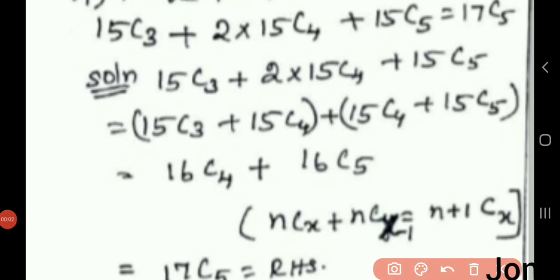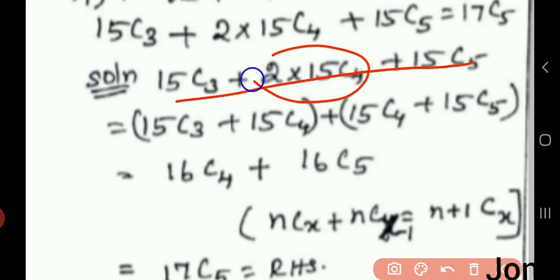Fourth sum. Prove that 15C3 plus 2 into 15C4 plus 15C5 equal to 17C5. Here I want to take the left hand side, 15C3 plus 2 into 15C4 plus 15C5. Okay. So now I want to split this 2 into 15C4 as 15C4 plus 15C4.